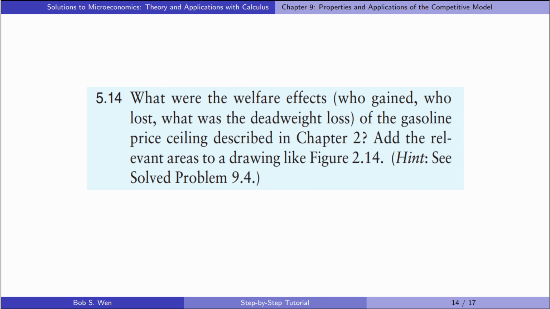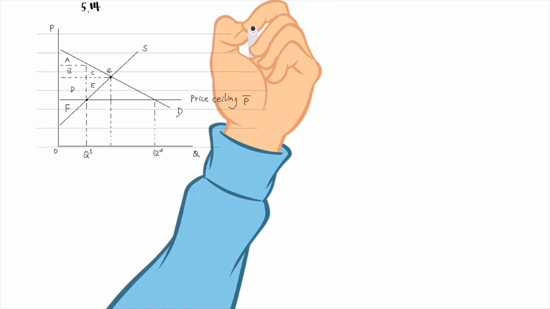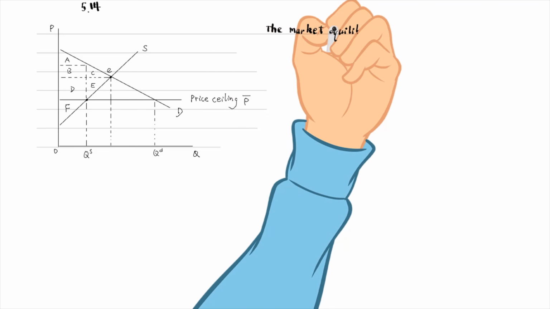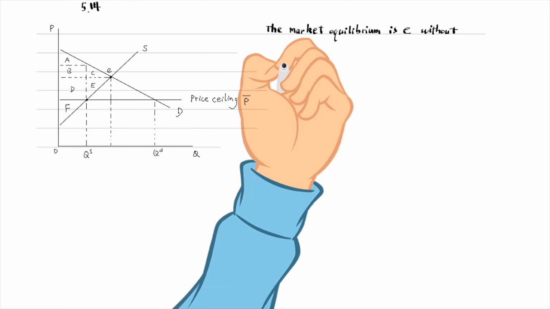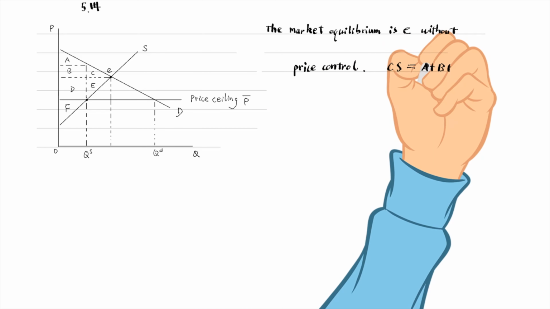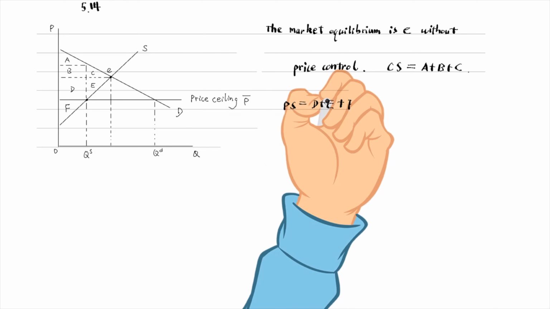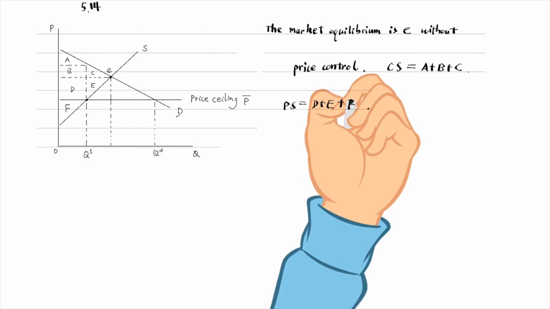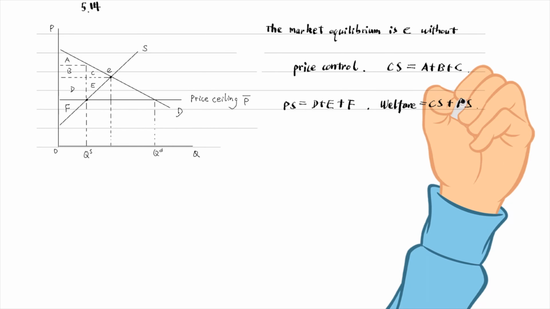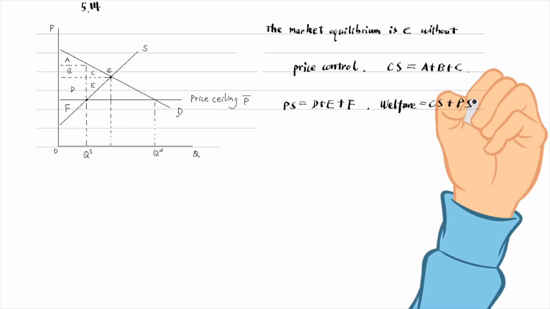Let's solve exercise 5.14. What were the welfare effects of the gasoline price ceiling described in Chapter 2? Add the relevant areas to a drawing like Figure 2.14. The market equilibrium is E without price control. The consumer surplus is the area A plus B plus C. The producer surplus is the area D plus E plus F. The welfare is the sum of consumer surplus and producer surplus.